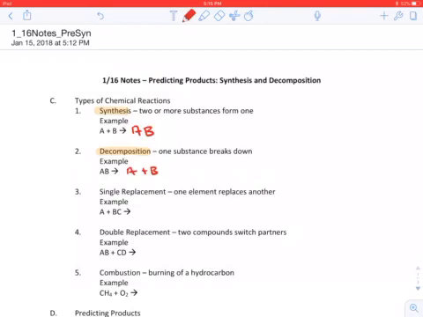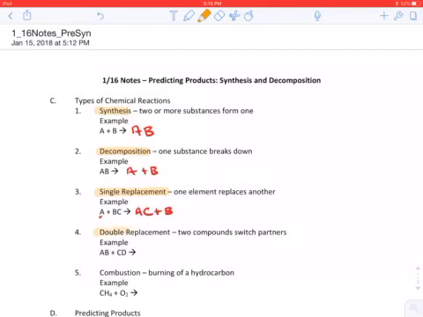So our next type of chemical reaction is a single replacement. This is where one element replaces another in a compound. So you can see we have an element plus a compound. A is going to either replace B or C, and it's going to depend on the charge of A, but we'll look at that later. So we'll say AC plus B is our product. Notice how A kicked out B, and now B is alone.